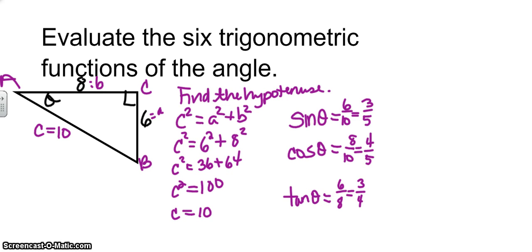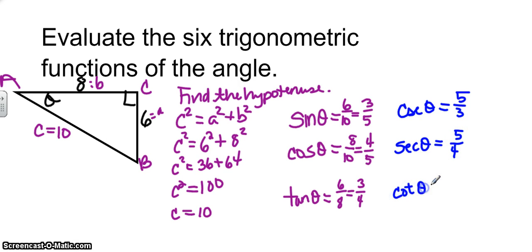Now, my reciprocal functions are cosecant, the reciprocal of sine, which would be 10 over 6, which is also 5 over 3. The secant of theta is the reciprocal of cosine, so that would be 5 over 4. And the cotangent of theta is the reciprocal of the tangent, so it's 4 over 3.